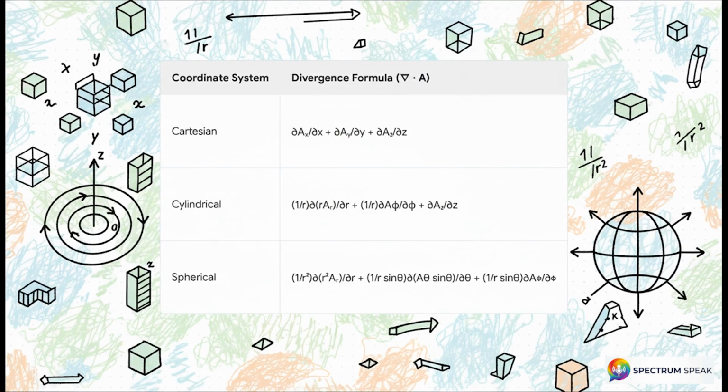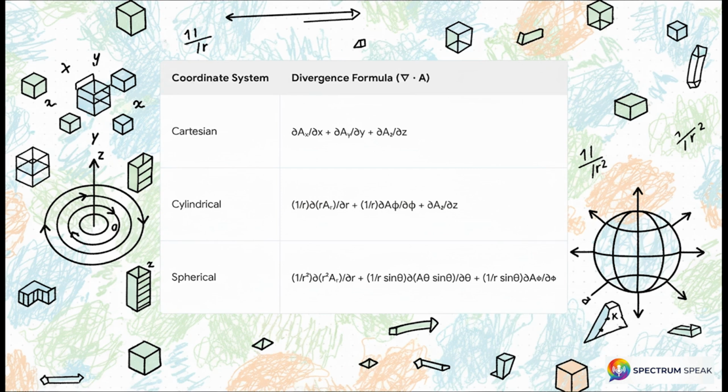But of course, the world isn't always a neat little box. Sometimes we're dealing with pipes or spheres. For those, we use cylindrical and spherical coordinates. And yeah, I know, these formulas look a lot scarier. But don't let them intimidate you. They are describing the exact same physical thing, that spreading out idea. All those extra terms, like the 1 over rho or 1 over r squared, they're just there to correctly handle the fact that the little volumes we're looking at are curved and change size as you move around.